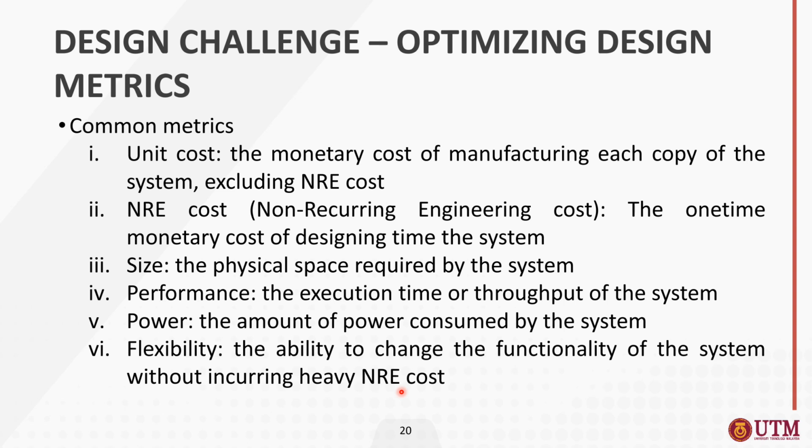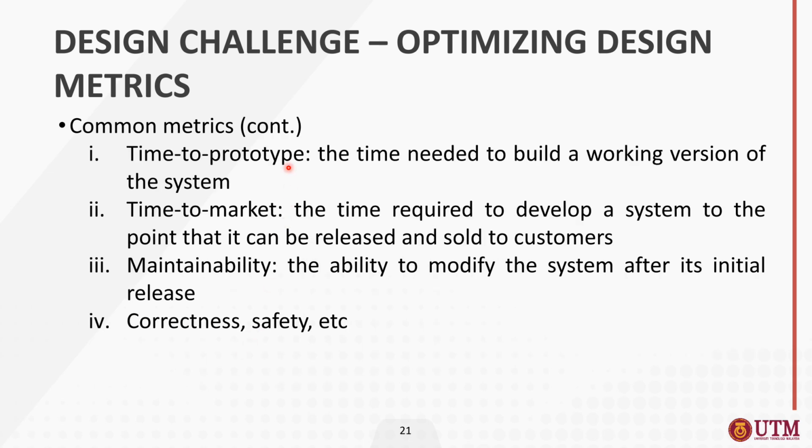Okay, so this is all of the common metrics. And then we also have additional metrics in the next slide. The first one is the unit cost per unit. NRE cost to develop, the size of the system, the performance of the system, the power required for the system to run, the flexibility of the system, how flexible the system is. And the next common metric is the time to prototype.